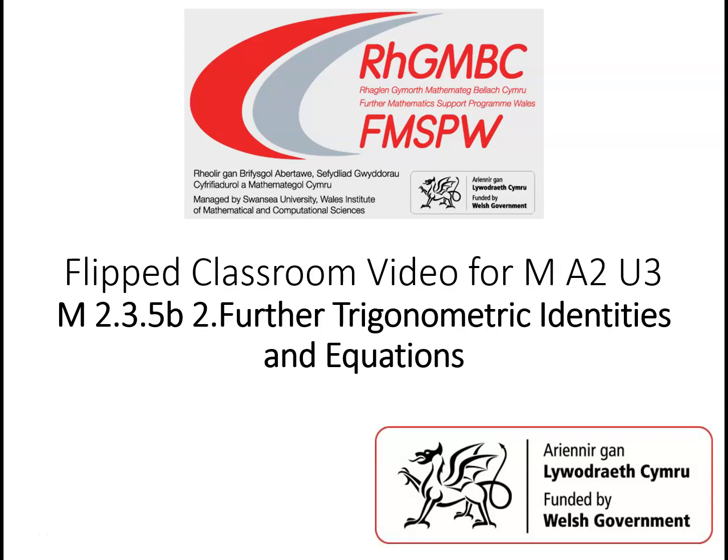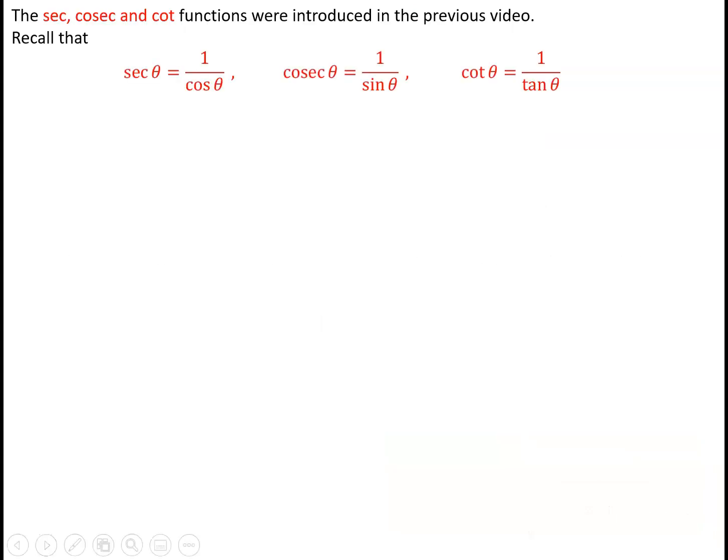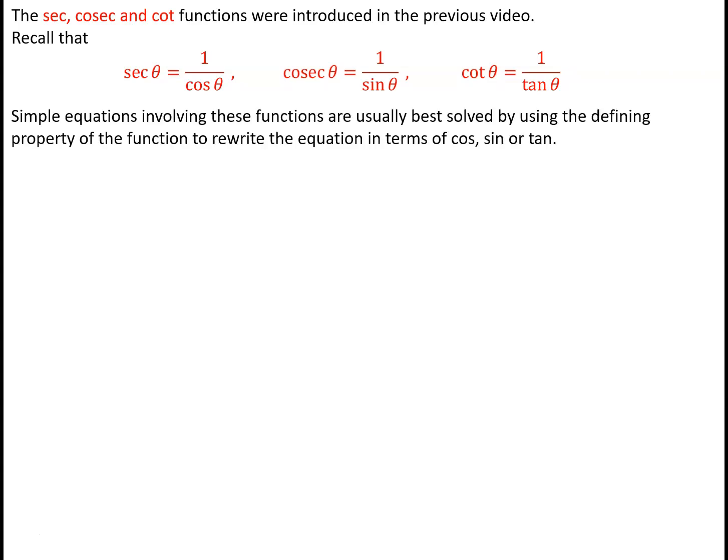In this video we're going to look at some further trigonometric equations and identities. In the last video you will have met the sec, cosec and cot functions. So sec theta is 1 over cos theta, cosec theta is 1 over sin theta, and cot theta is 1 over tan theta. If we're dealing with simple equations involving these functions, then it's usually best simply to go back to their definition and then solve the equations in terms of cosine, sine or tan.